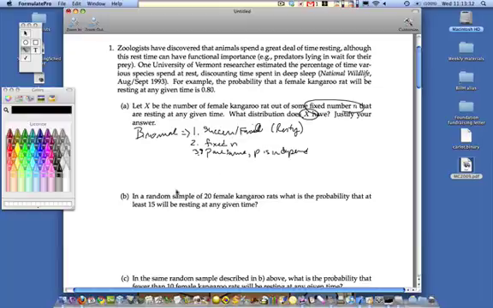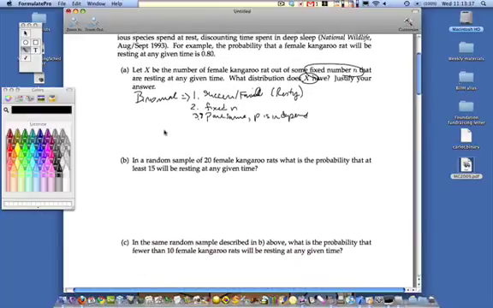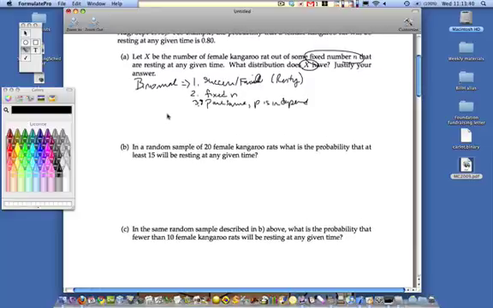Okay, so now if we scroll this up a bit, in a random sample of 20 female kangaroo rats, what's the probability that at least 15 will be resting at any given time? Well, n is equal to 20, p is equal to 0.8, because that's the probability of success. And so we're looking at least 15. So greater than or equal to 15. And I expect everybody will have done this. Let's put a 14 in there, 16 up to 20. So at least 15 is going to be this.